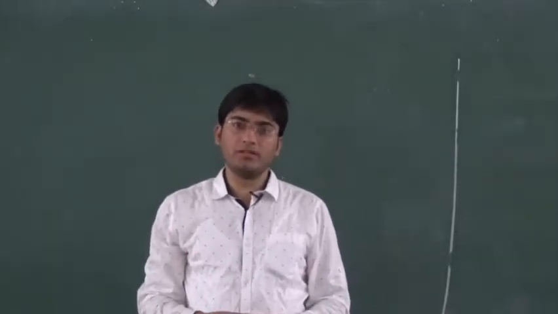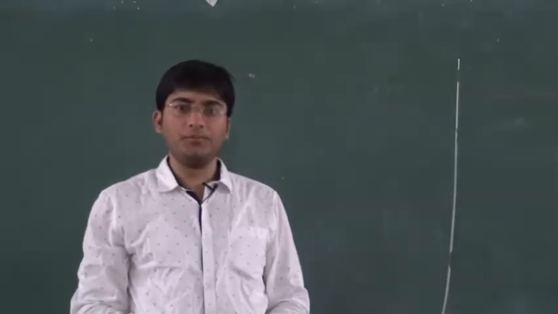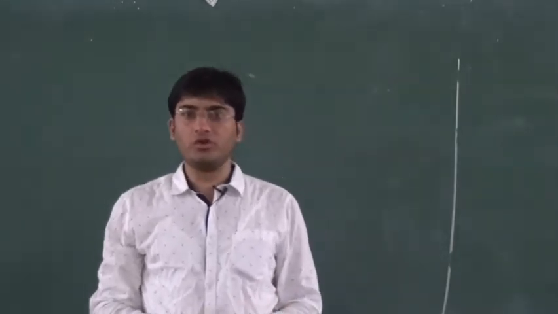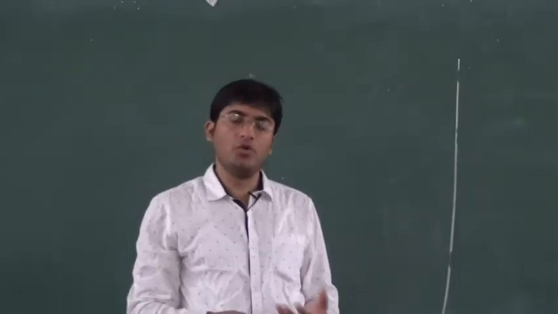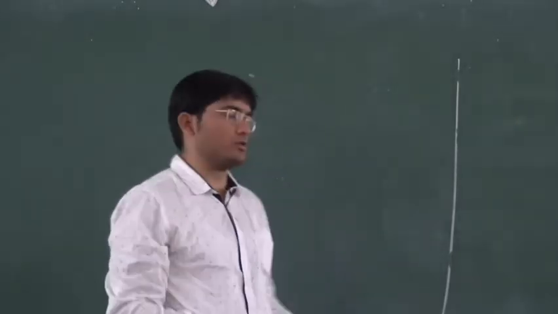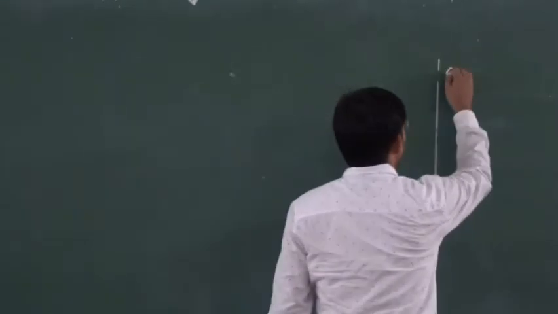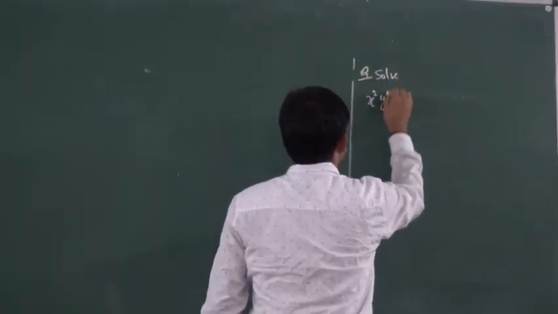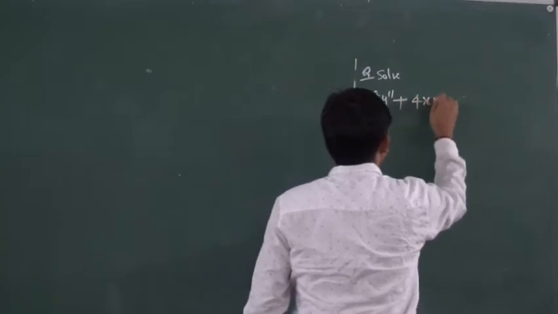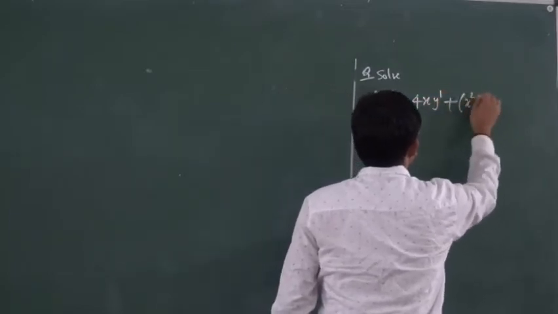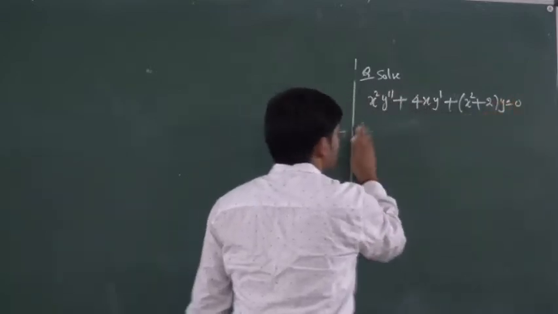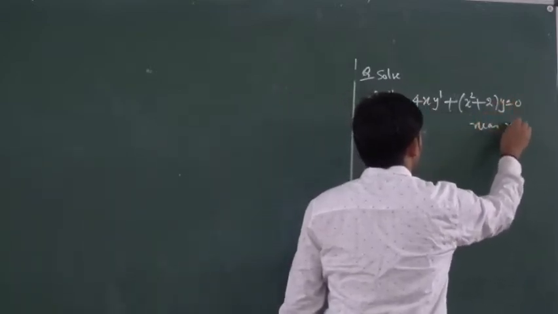Today I will discuss case 3 of the Frobenius method. That means when the coefficients in the power series solution are indeterminate for some root of the indicial equation. So let us solve the question x square y double dash plus 4x y dash plus (x square plus 2) y equal to 0, near x equal to 0.